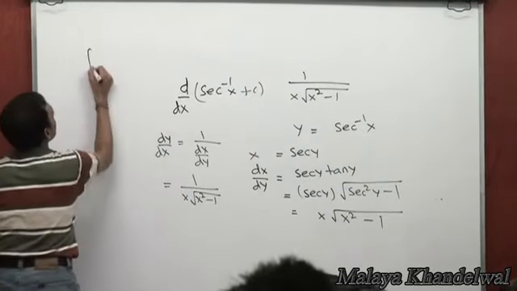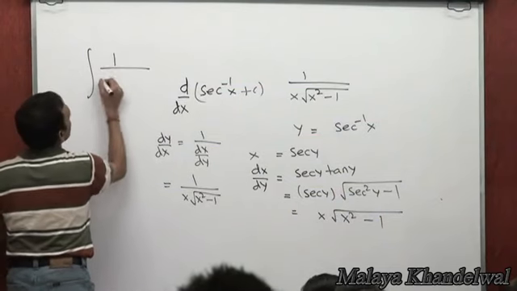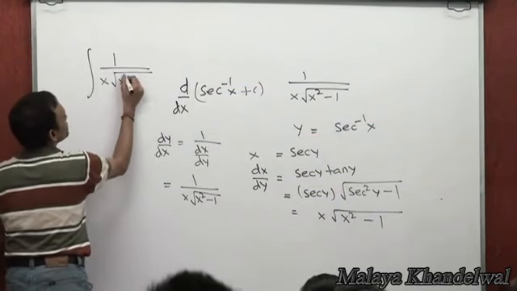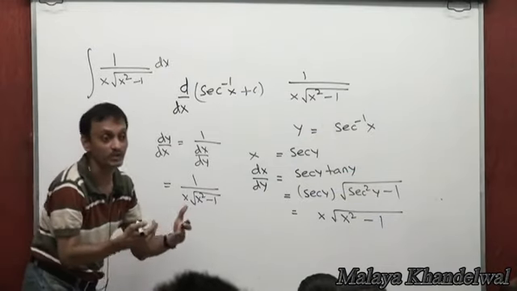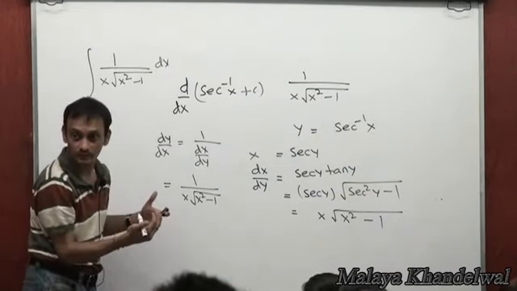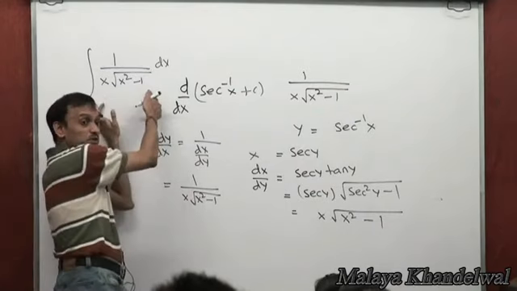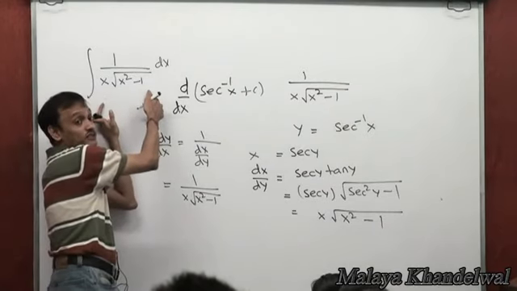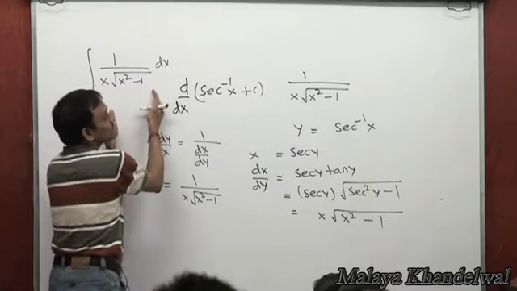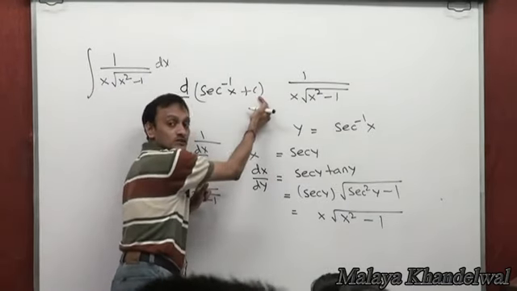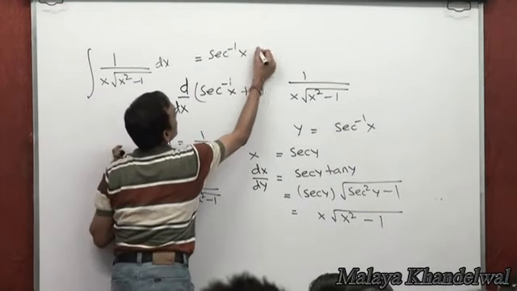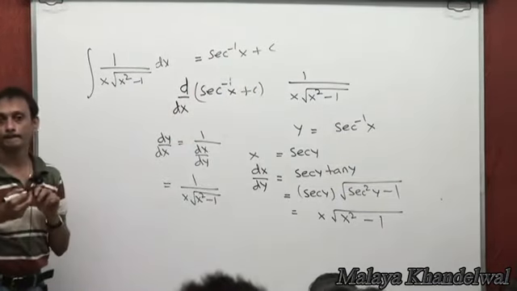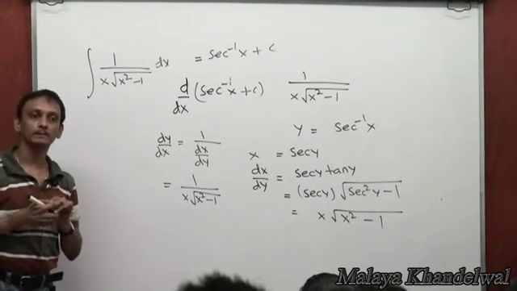And therefore, when I write the integral of 1 by x root x squared minus 1, then I'm seeking the primitive. I told you the concept of primitive and derivative, right? So I'm seeking the primitive of this. I'm seeking the function which upon differentiation gives me this function. That's evidently sec inverse x plus c. Right?